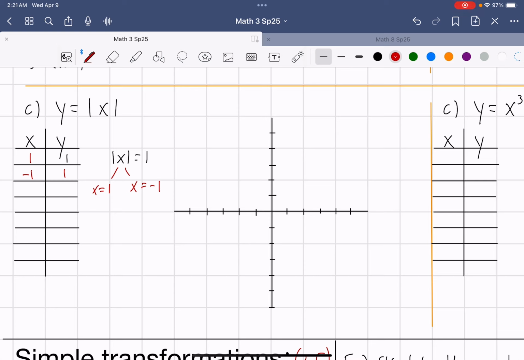Now, if you want to avoid doing all this extra work, you can just choose numbers. So for example, 2, that means y is equal to the absolute value of 2, which is 2. 3, the absolute value of 3 is 3. And then 0 is 0. Absolute value of negative 2 is also positive 2. And then if you plug in that x, absolute value gives you 3.